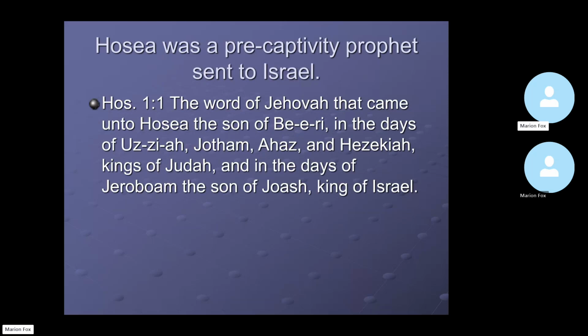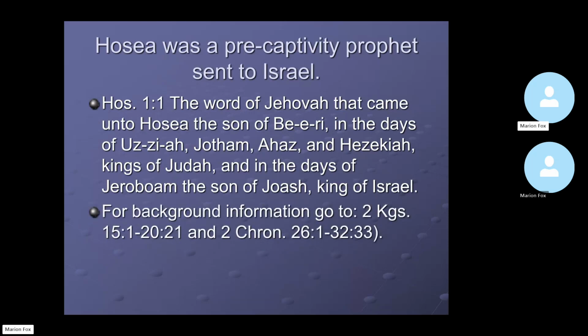But I didn't cover him. Whenever you notice that, I skipped him and went to other prophets. The reason I did is because I've separated him out. He's a pre-captivity prophet sent to Israel, not to Judah. So again, our background material would be almost the same as it would for Isaiah: 2 Kings 15:1 through 20, 21, and 2 Chronicles 26:1 through 32, 33.